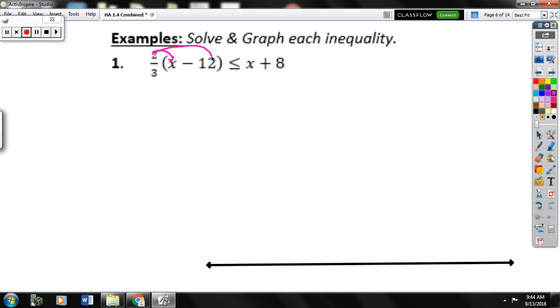So we're going to distribute this. Now, to multiply fractions, you don't need a common denominator. So really, this is x over 1 and 12 over 1. So you'll multiply the tops, multiply the bottoms. We'll get 2x over 3 minus 24. 3 times 1 is still 3. You want to make sure that you bring your inequality down throughout the problem, just like you would an equal sign.